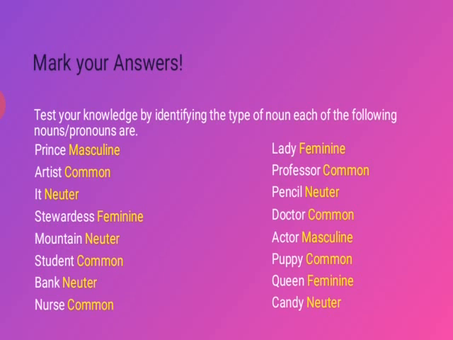Professor is common because it can be used for either male or female. Pencil, again lifeless, so neuter. Doctor, common gender, yes. Actor is definitely masculine. Puppy is common. Queen, obviously feminine. And candy is neuter gender. So I guess these examples are clear to you.